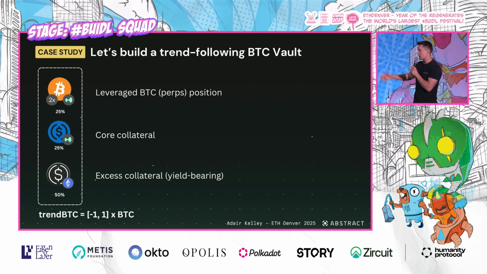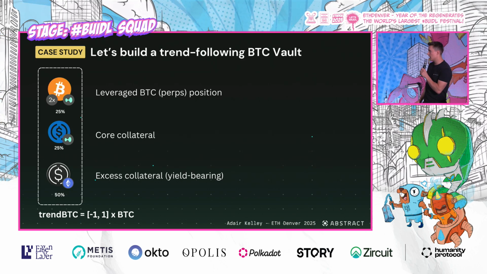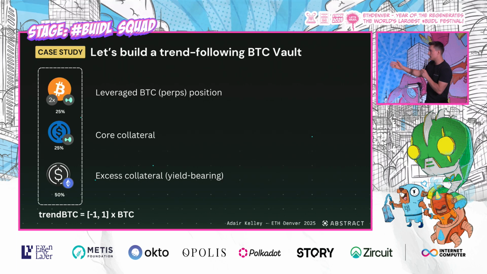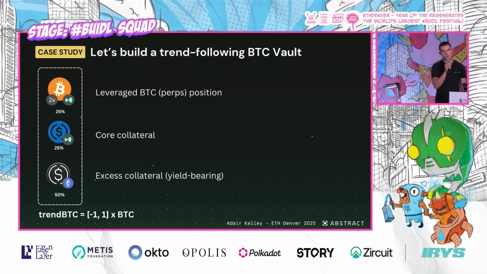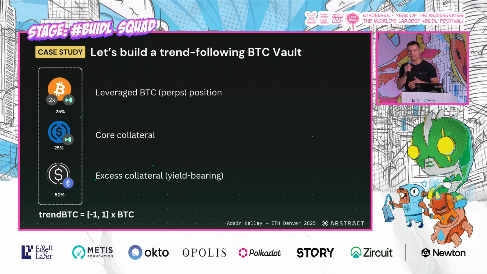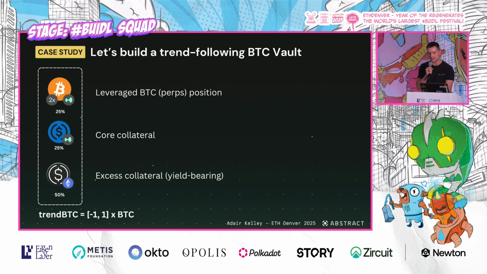Even though we have many chain abstraction protocols today, if you try to build a vault that holds a Hyperliquid position and then a yield-bearing asset like sUSDe, you run into a big problem, and that is that the liquidity is fragmented across the chains.